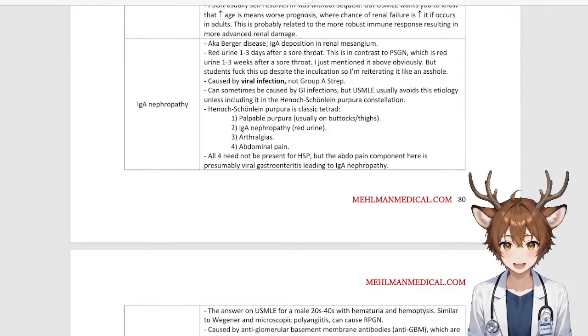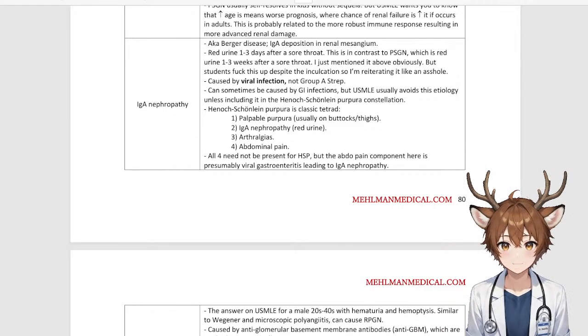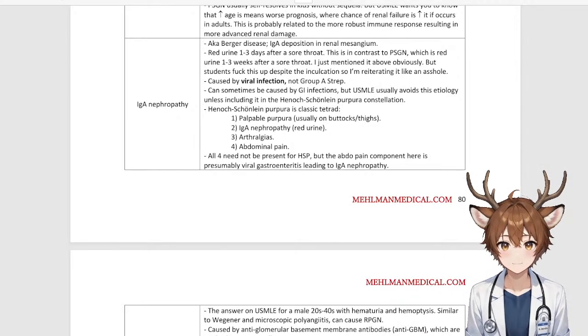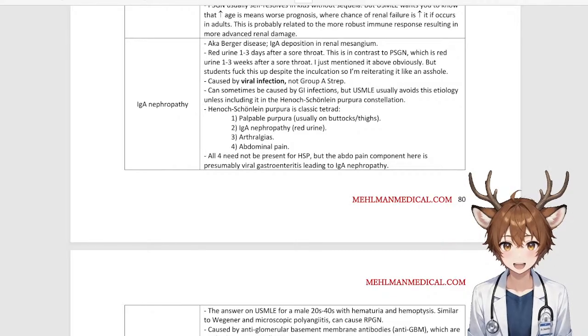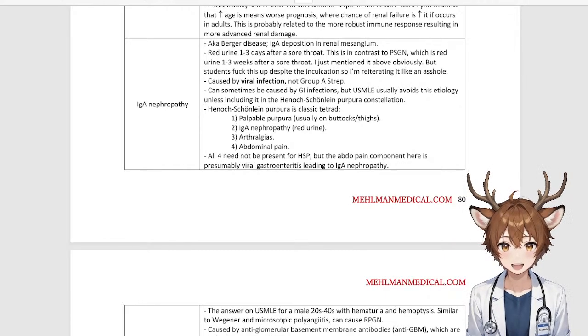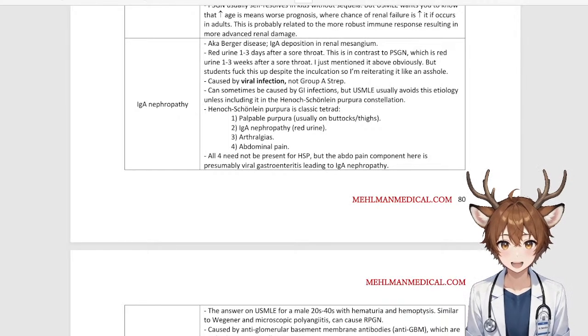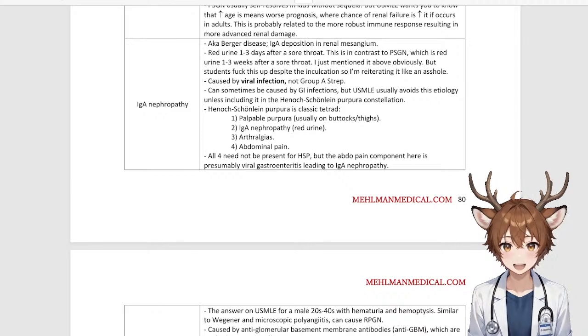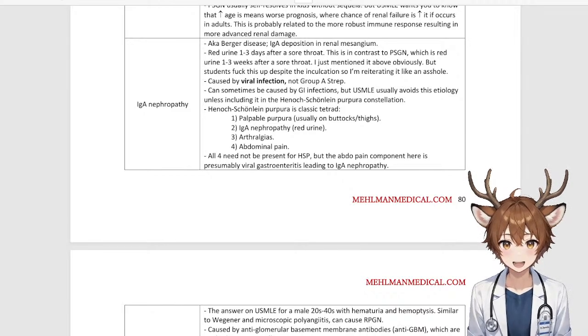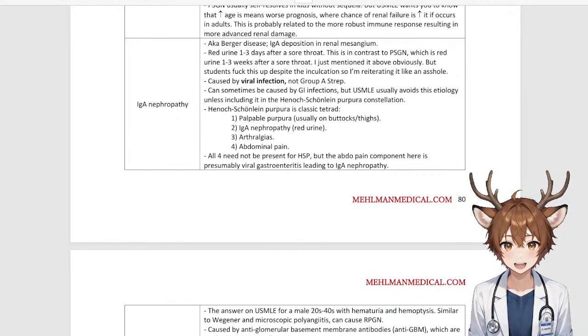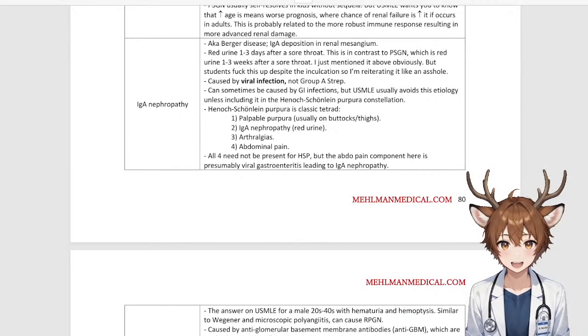Can sometimes be caused by GI infections, but USMLE usually avoids this etiology unless including it in the Henoch-Schönlein purpura constellation. Henoch-Schönlein purpura is a classic tetrad of: 1. palpable purpura, usually on buttocks and thighs; 2. IgA nephropathy, red urine; 3. arthralgias; and 4. abdominal pain. All four are not needed to present for Henoch-Schönlein purpura, but for the abdominal pain component, there is presumably viral gastroenteritis leading to IgA nephropathy.